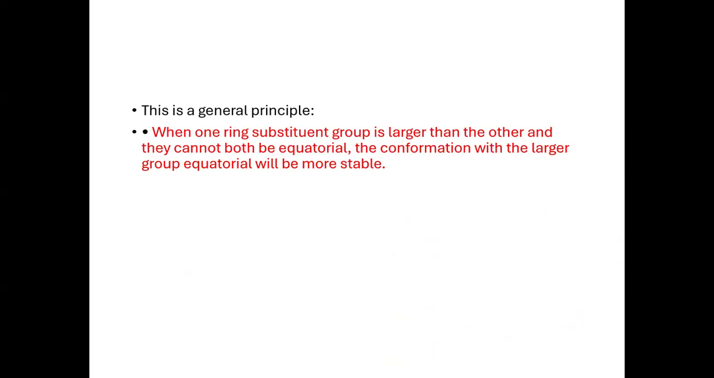And you just have to check when one ring substituent group is larger than the other and they cannot both be equatorial, the conformation with the larger group equatorial will be more stable. So you always choose the bulky group to be in the equatorial position, as there will again be minimal torsion with other atoms.